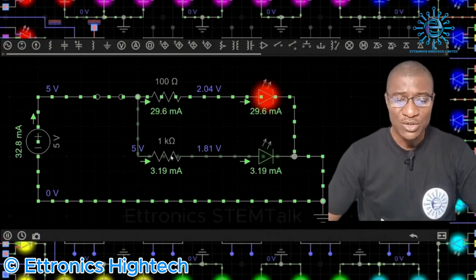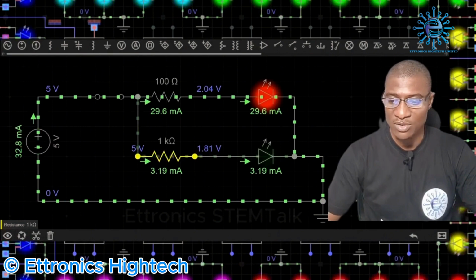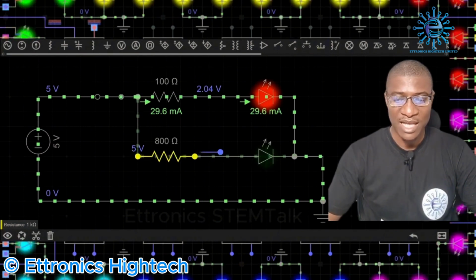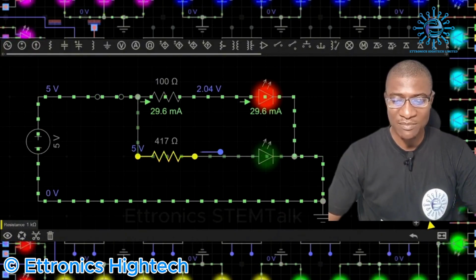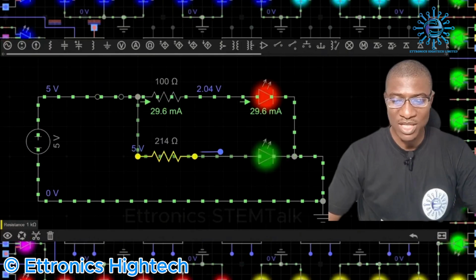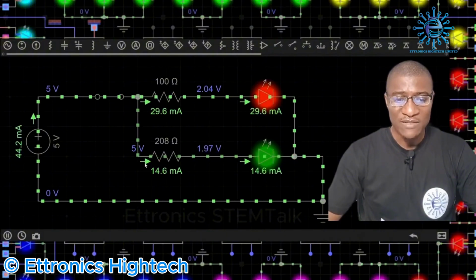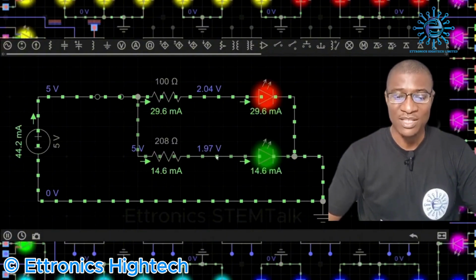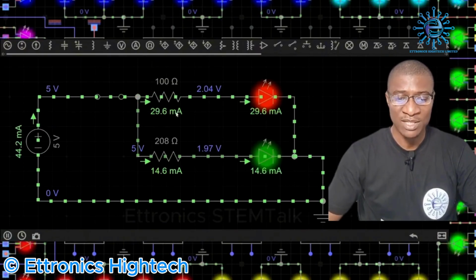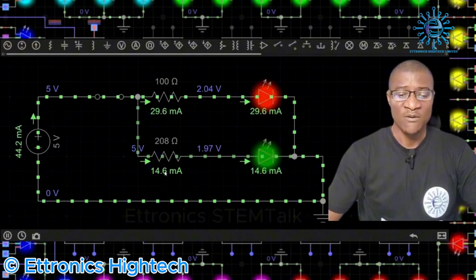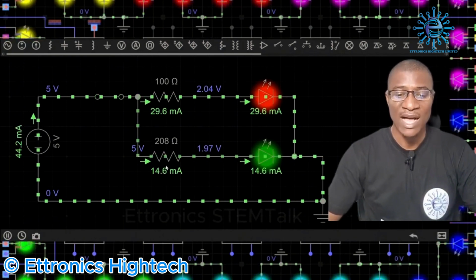But when we reduce the resistance of this resistor now, we'll observe what happens. So I'll reduce it to 900 ohms, then 800, 700, 600, 500. You can see that the LED is coming on as I'm reducing the resistance. And when I get to 200, you can see it is bright. All right. Now, you can see that current flow has increased in this path because we have reduced the resistance. And you can check the figure. Here we have 29.6 milliamperes. Here we have 14.6 milliamperes as against what we had before that was lower than this value.